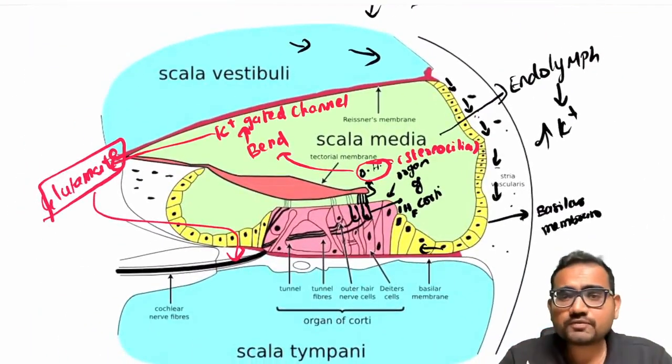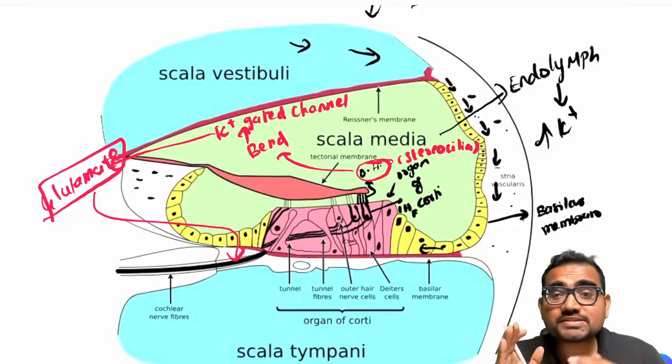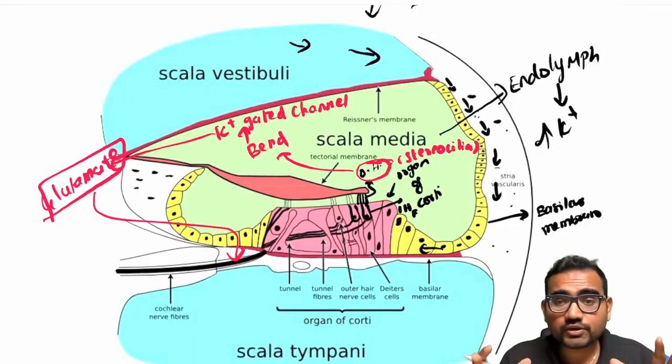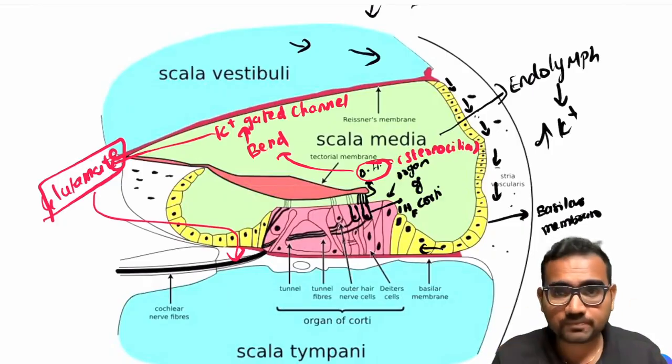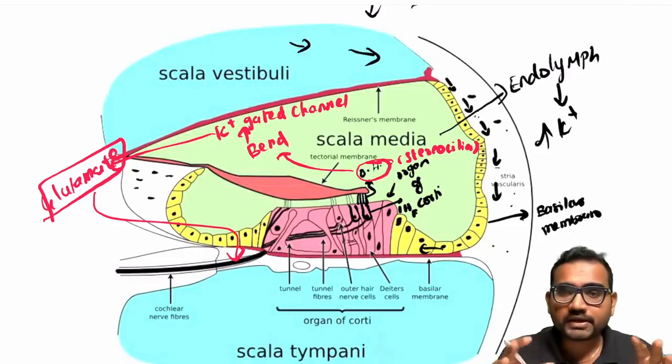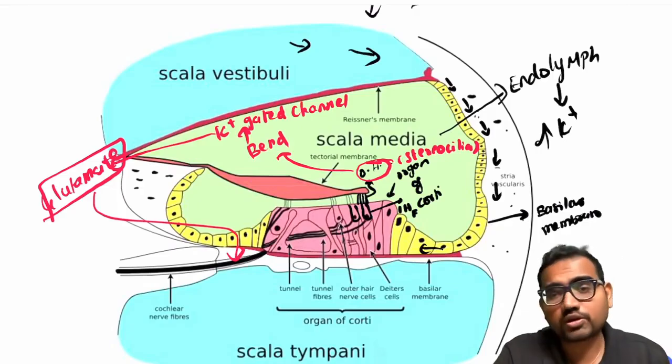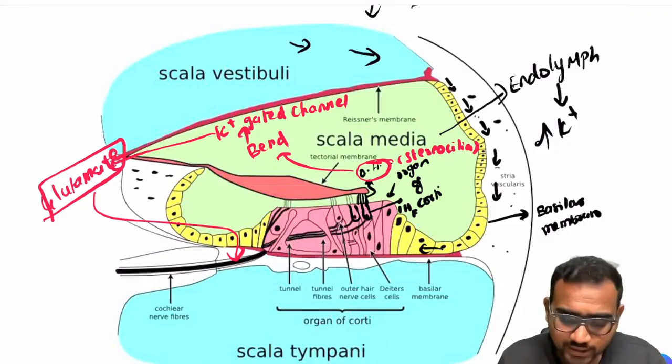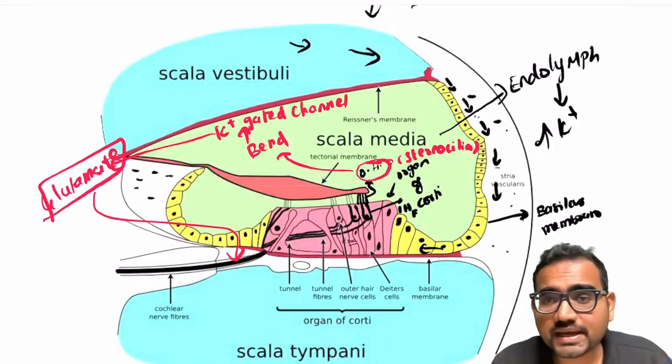The main function of the organ of Corti is where the vibrations and fluid waves are converted into sound. How? By the release of the neurotransmitter. Because of the bending of the hair cells, potassium gated channels open, depolarization of the hair cells occurs, and that in turn releases the neurotransmitter which stimulates the cochlear nerve. The organ of Corti is basically present in the scala media.